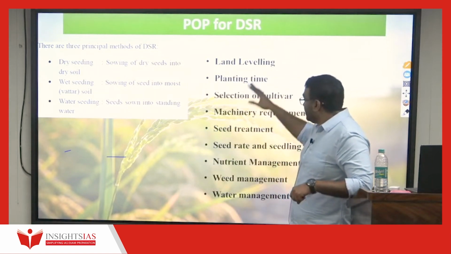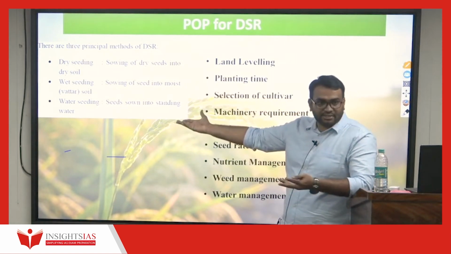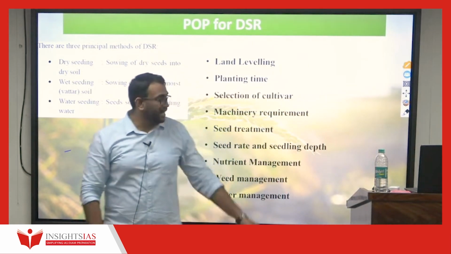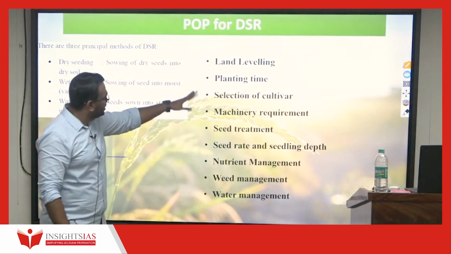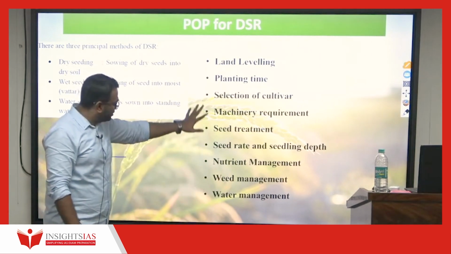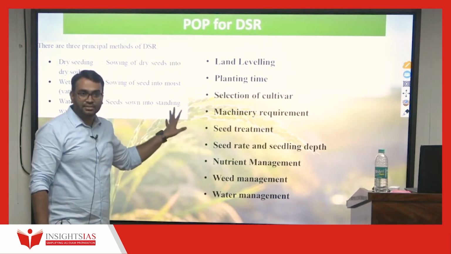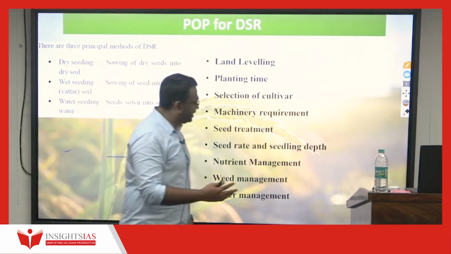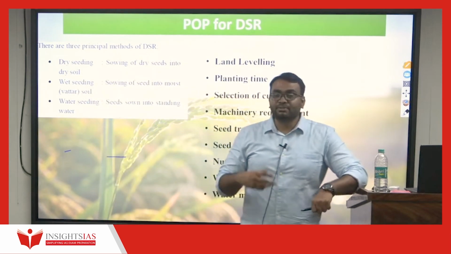Now after this, in POP, of course, three methods are there, just mention this. After that you can start from land leveling, and from land leveling till water management, including selection of cultivars, planting time, etc., all these things. Are you getting? I'm not explaining all these things because I'm giving this as a representative sample. As I said in the beginning, this is exactly what will be happening in the classes.